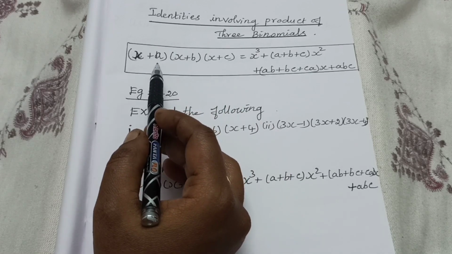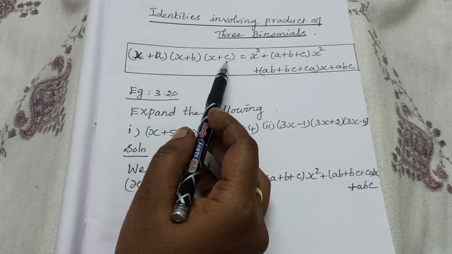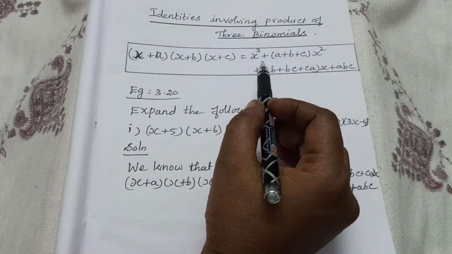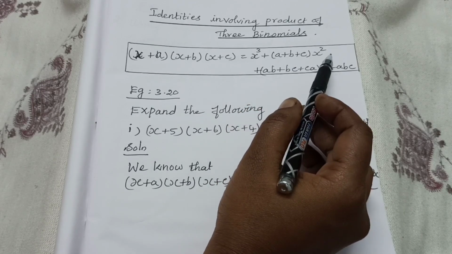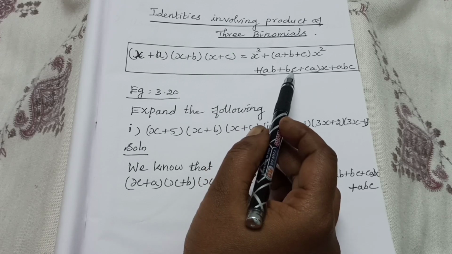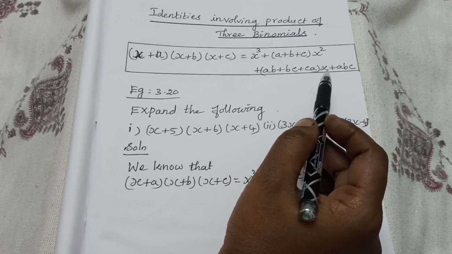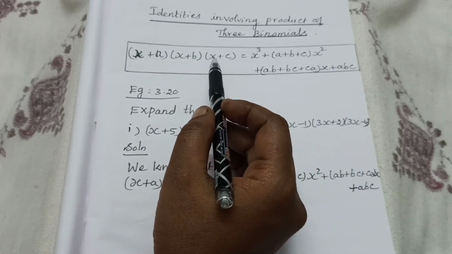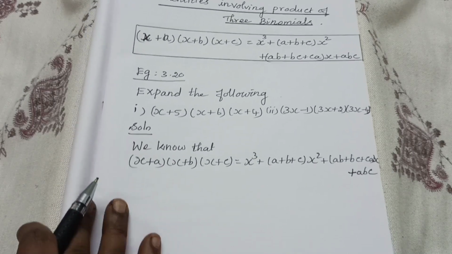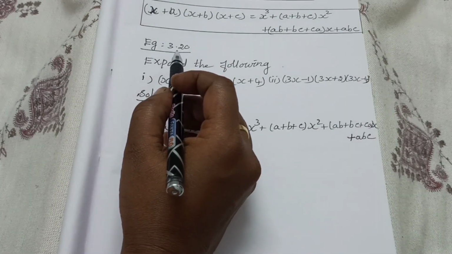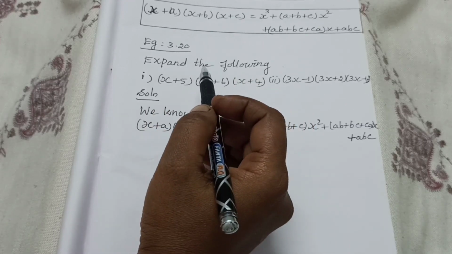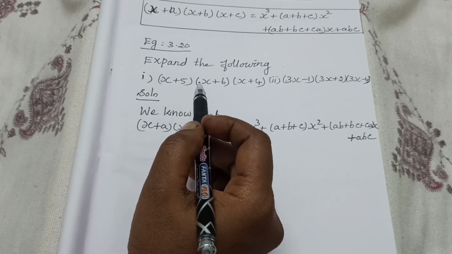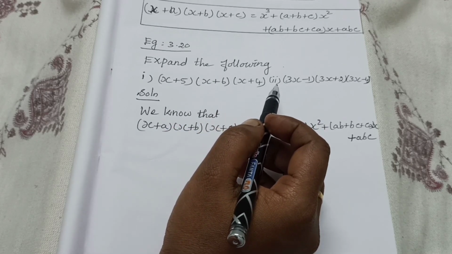(x + a)(x + b)(x + c) is equal to, then what's the identity? x cube plus (a + b + c) x square plus (ab + bc + ca) x plus abc. Okay. Then with the help of this identity, how to do the problem. Example 3.20. Expand the following. First one, (x + 5)(x + 6)(x + 4).